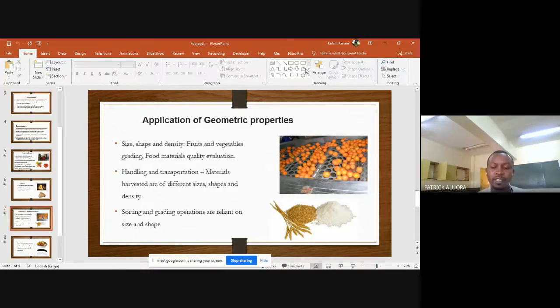The other thing is handling and transportation. Materials harvested are of different sizes, shapes, and density. Also, after processing, you will have materials of different sizes and shapes. If you look at flour and whole seed grains, flour is of small size particles, and due to their nature, they tend to cake because they are small in size as opposed to the grain. So that will determine how you are going to handle flour as opposed to the whole grains.